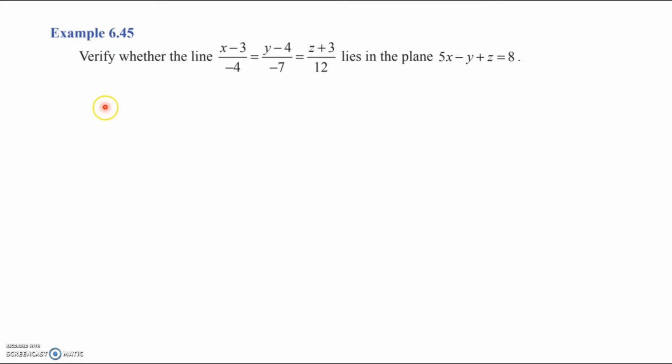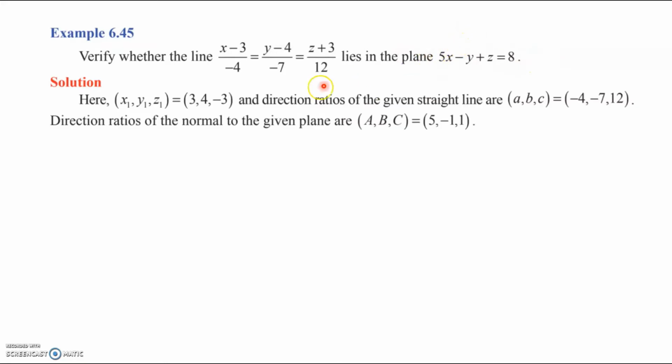Next, let's look at an example. So, the question says, verify whether the line (x minus 3) by minus 4 is equal to (y minus 4) by minus 7 is equal to (z plus 3) by 12 lies in the plane 5x minus y plus z is equal to 8. So, this is the line and you need to verify it lies on this plane. So, let's first point out all the points here. Our x1, y1, z1 will be the point on the line which is 3, 4 and minus 3, and the direction ratios of the straight line are given by minus 4, minus 7 and 12.